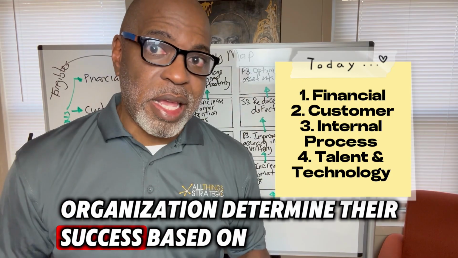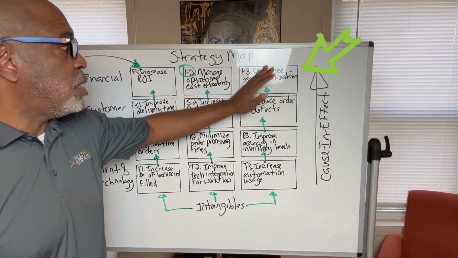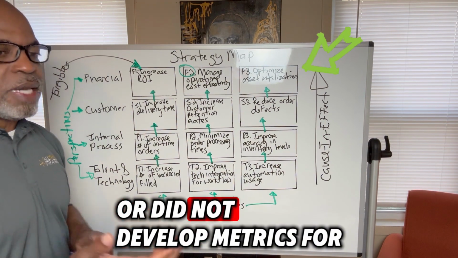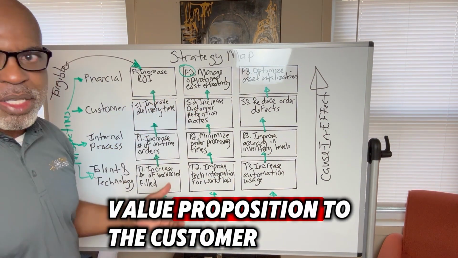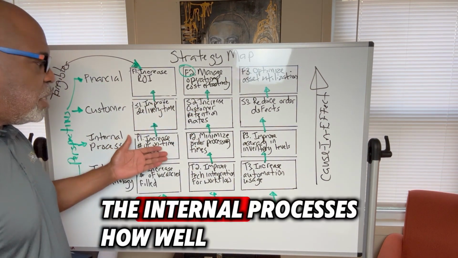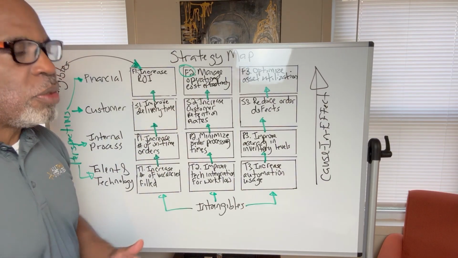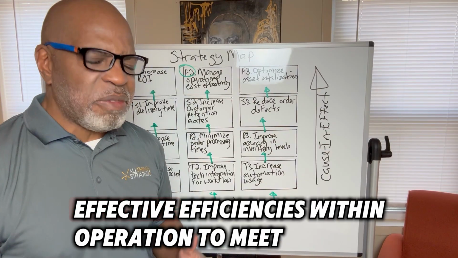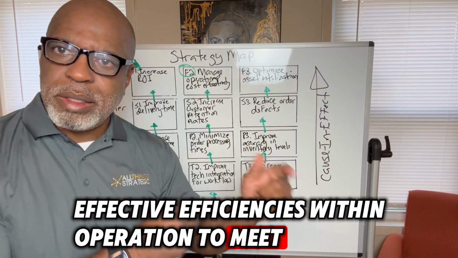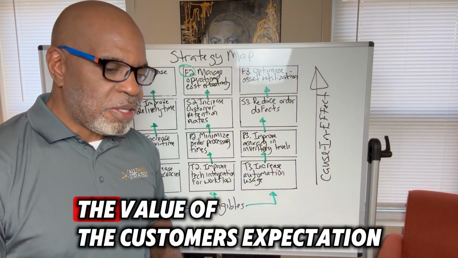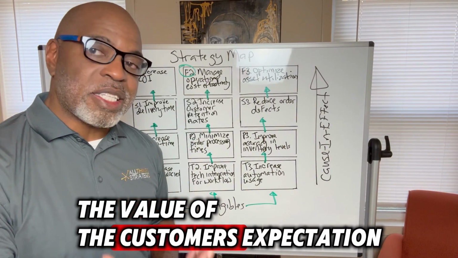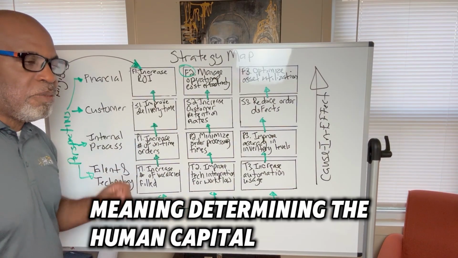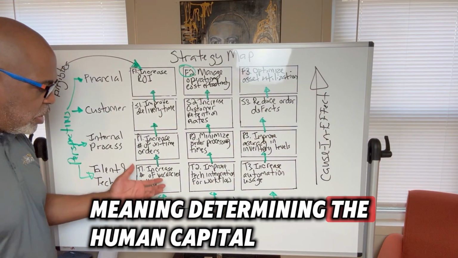Before the strategy map or the balanced scorecard, organizations determined their success based on financial outcomes. Organizations were not measuring or did not develop metrics for value proposition to the customer, the internal processes, how well did they identify effective efficiencies within the operation to meet the value of the customer's expectation, as well as aligning the people with the strategy, meaning determining the human capital.